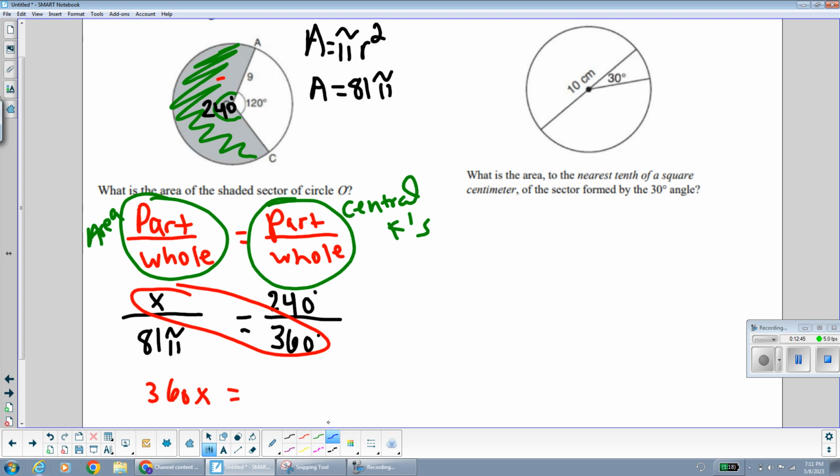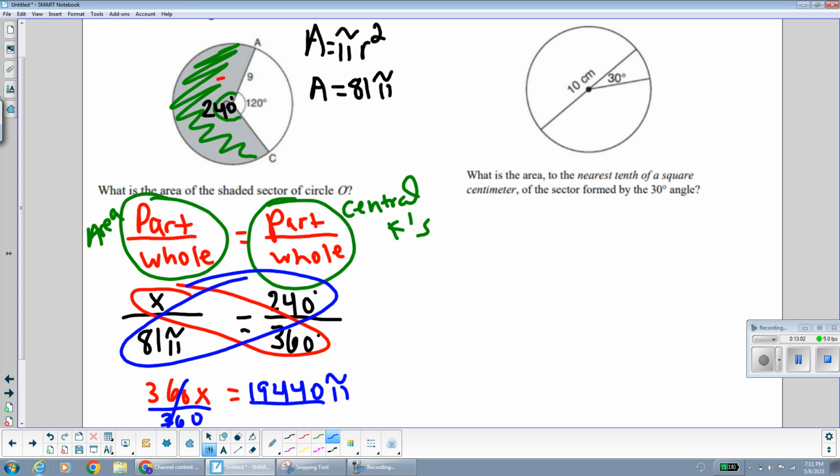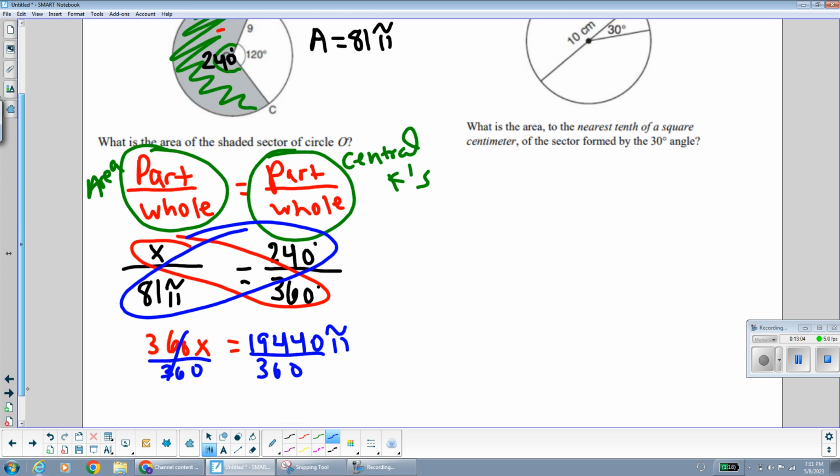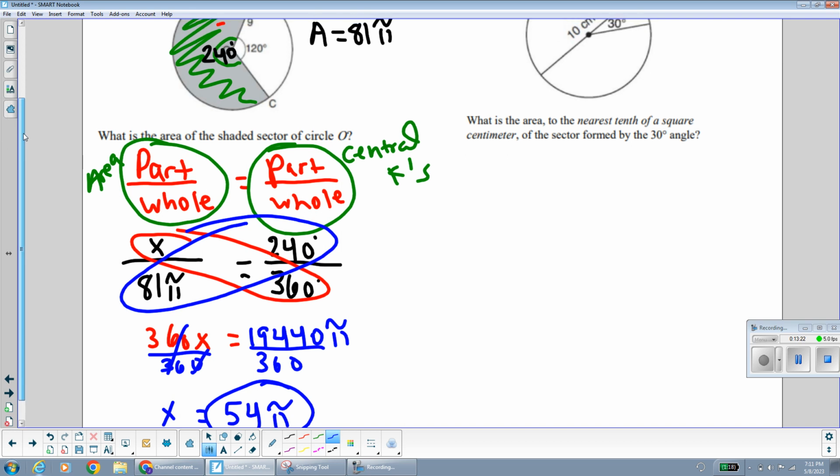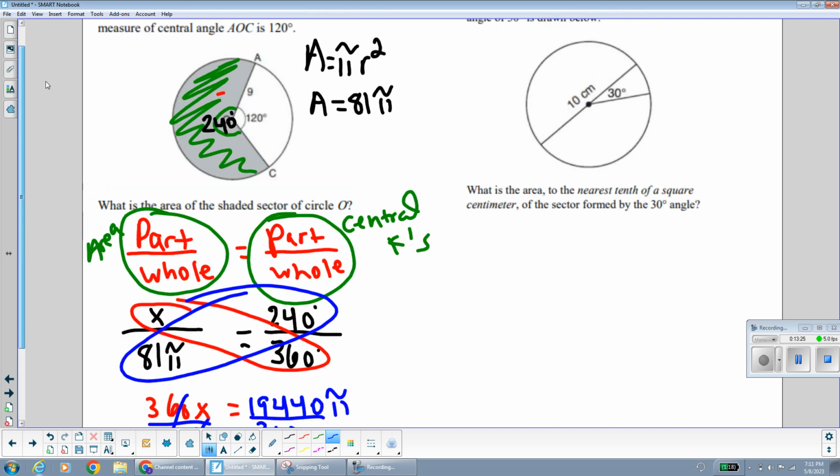360x is equal to, let me do it on my calculator, 240 times 81. I got 19440, and let's not forget the pi that's attached to it. From here, we just need to divide both sides by 360. So I have x is equal to, let me divide by 360. I got 54 pi. And the question doesn't say to round, so let's leave it as the exact value. The area of the shaded sector of the circle here would be 54 pi.